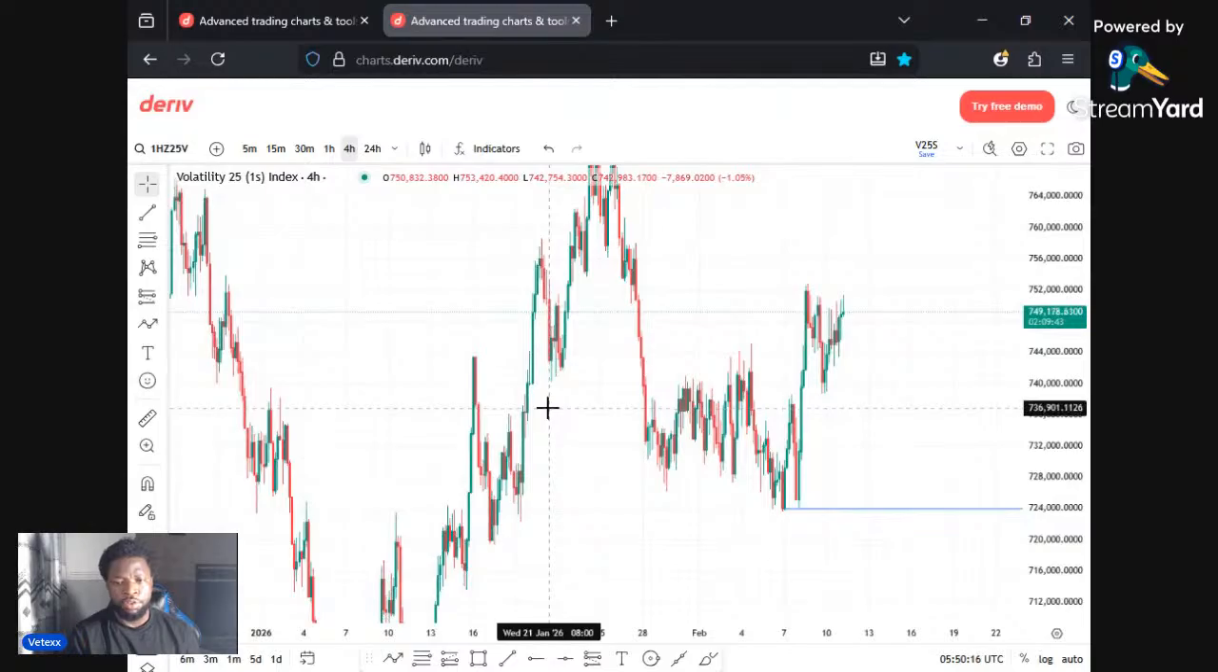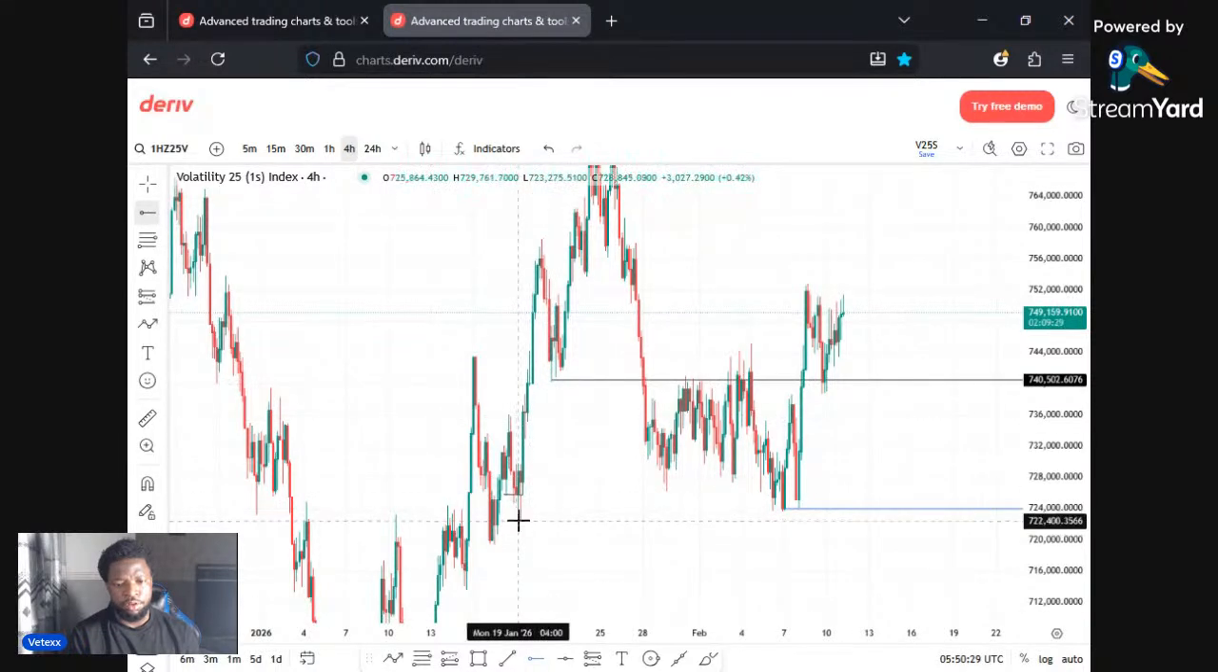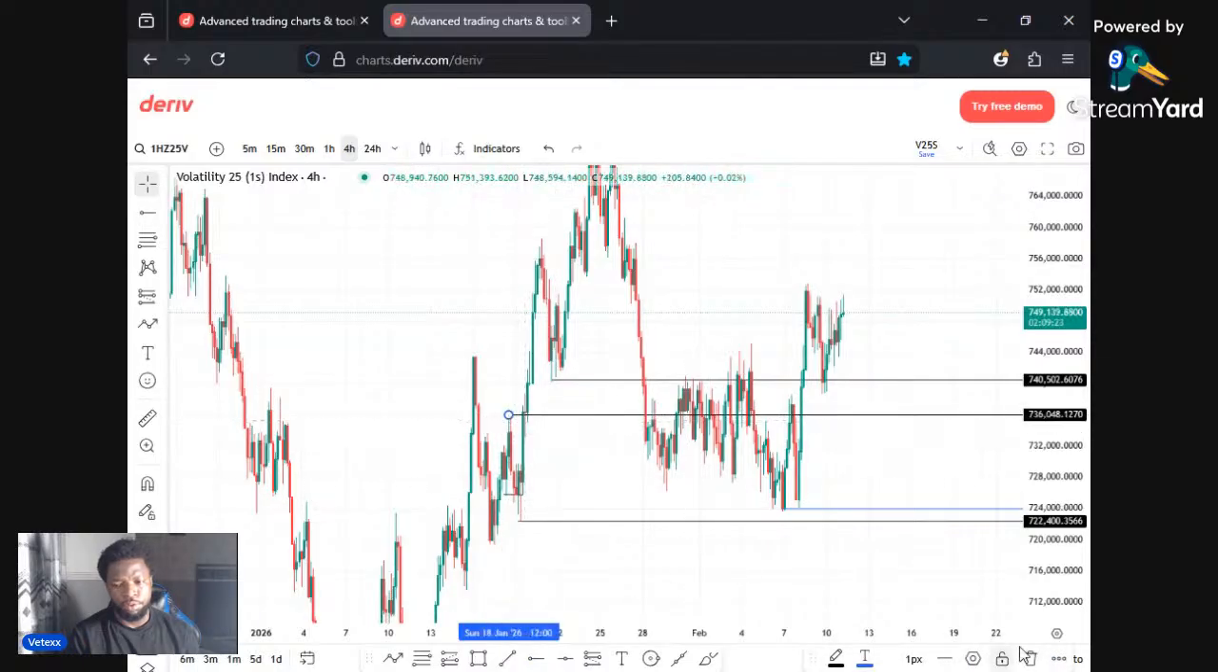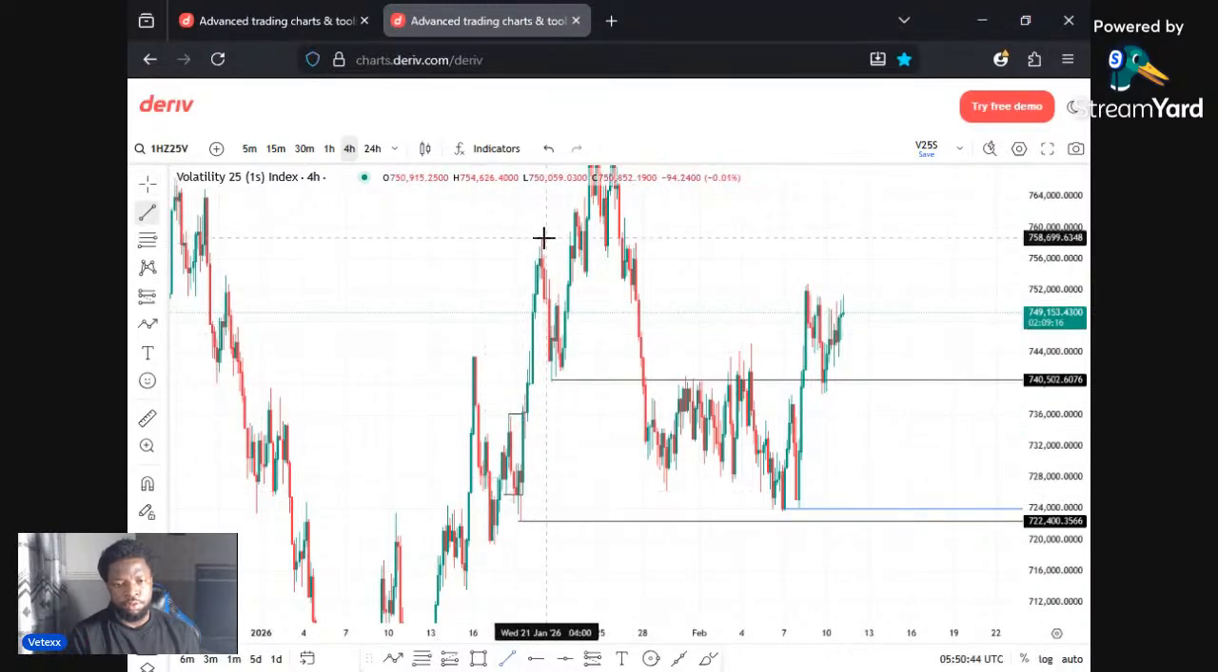First of all, we have this sweep of liquidity, which is right here, hidden inside here. Secondly, we have structural liquidity here. Then we have a protected low. This is our first break of structure. This is our second break of structure. And this will become our point of interest.